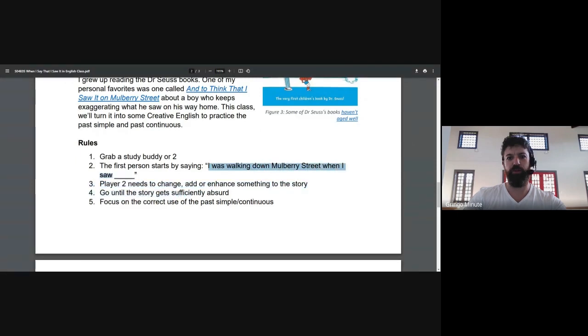If you're playing with your friend in your city, you can switch Mulberry Street for your favorite avenue or street in your city. That is fine. And the next person will change, they'll add, they'll enhance something to the story. So first one person might say, I was walking down Mulberry Street when I saw a dog. And player two might say, I was walking down Mulberry Street when I saw a dog playing the saxophone. And the next person might say, I was walking down Mulberry Street when I saw a gang of dogs playing various instruments. So just keep making the story more and more absurd until you can't continue.